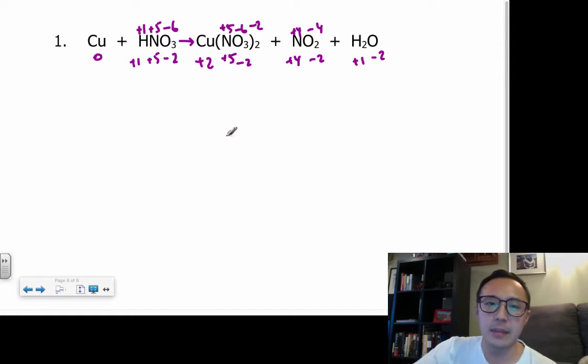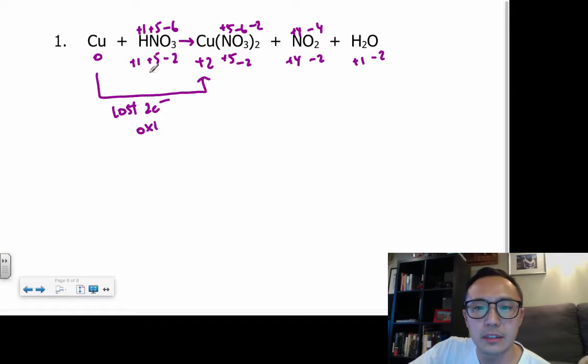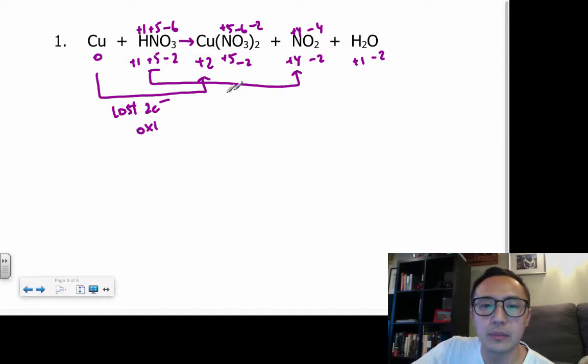So the next step here is that you have to look at which one is oxidized or reduced, and you can see that this one has lost 2 electrons. This is your oxidized one, and the next one is going to be your nitrogen. This one went from a +5 to a +4, so it has gained 1 electron. So this is your reduced.